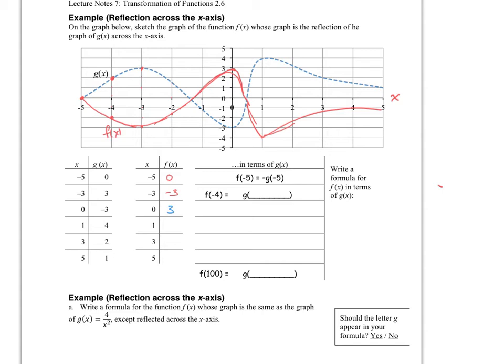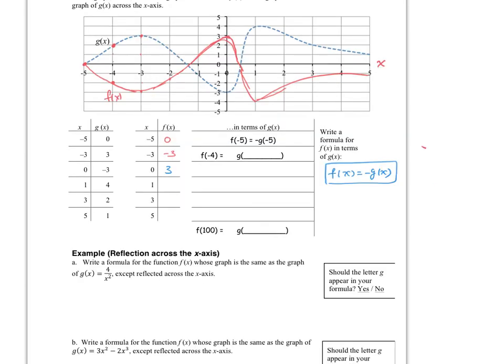So from here, you can see the connection right away. The f of x is going to be minus g of x. So if it is reflected on the x-axis, this is how you know. Therefore, f of -4 is going to be the same thing as g of -4.